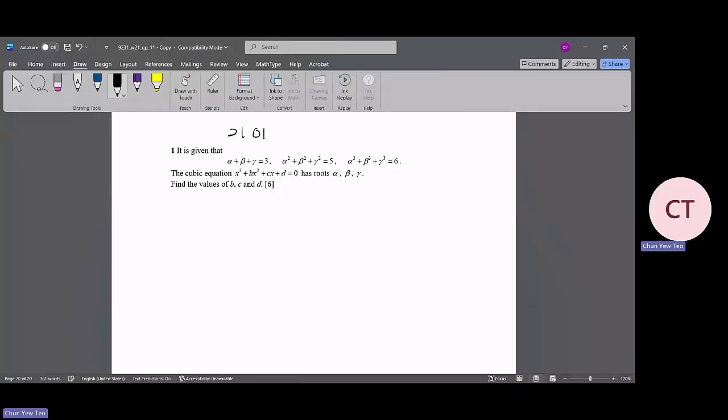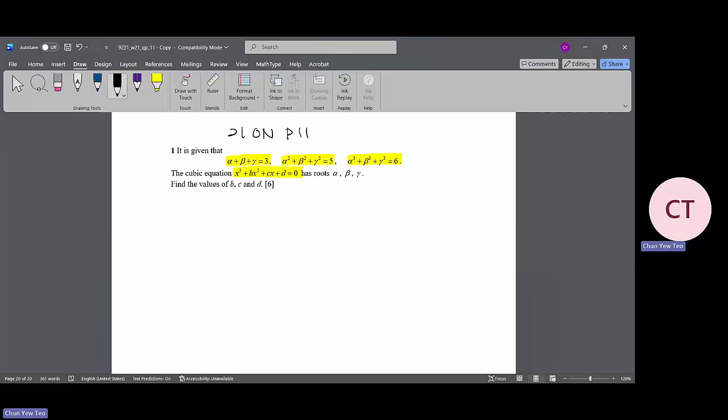2021 October/November, paper 11. Let's take a look at question number 1. It is given that alpha plus beta plus gamma equals 3, alpha squared plus beta squared plus gamma squared equals 5, and alpha cubed plus beta cubed plus gamma cubed equals 6. Alpha, beta, gamma are the roots of the cubic equation given. Find the values of B, C, and D.